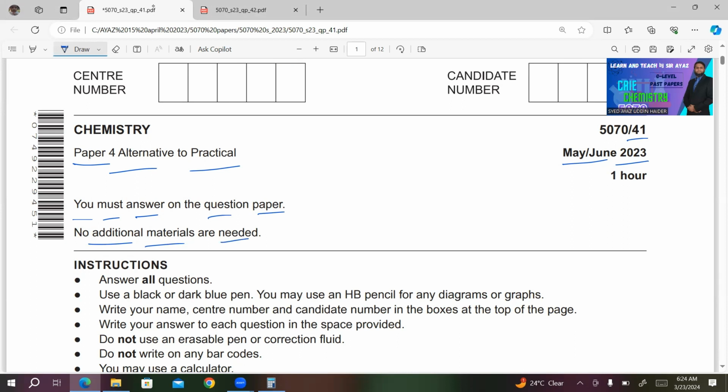Instructions for this paper are: answer all questions. Use a black or dark blue pen. You may use an HB pencil for any diagrams or graphs. Write your name, center number, and candidate number in the boxes at the top of the page. Write your answer to each question in the space provided. Do not use an erasable pen or correction fluid. Do not write on any barcodes. You may use a calculator.